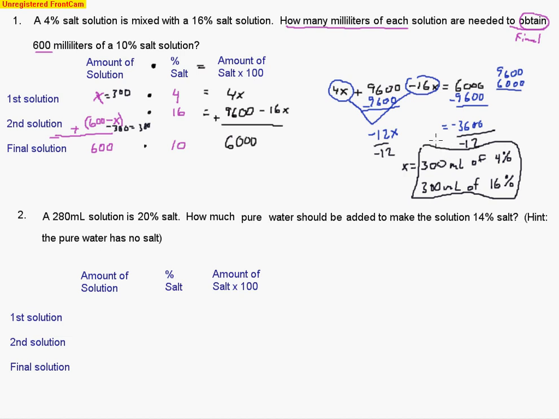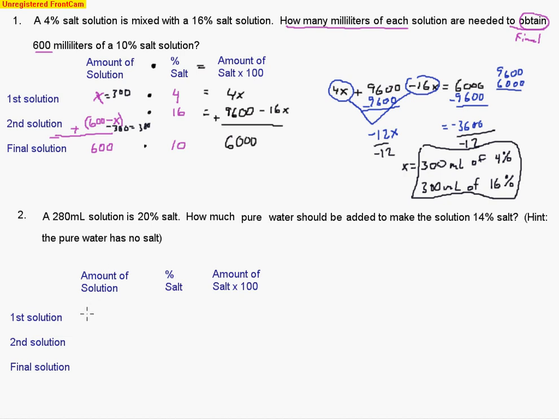Well, we've got another problem, and again, this first one is just like numbers 5 and 6 on tonight's homework, and this one, number 2, is just like number 2 that you're going to be doing on your homework. And so we start with the same chart. And again, I have the first solution, second solution. Those get added together. They mix them together, and they make a final solution. So let's see what's in here. A 280-milliliter solution is 20% salt.